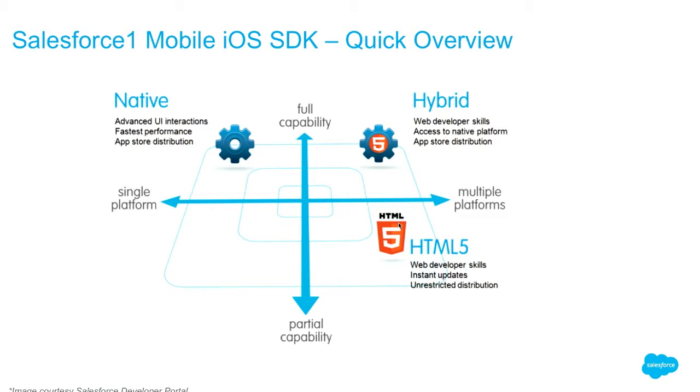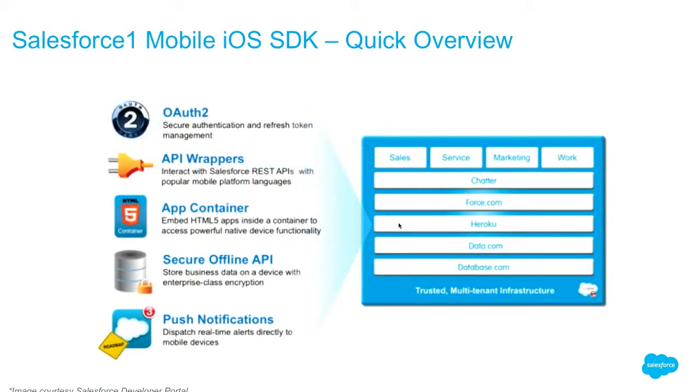And then the third is pure HTML5. So this is something which is not installed on a device. It's what we typically call a mobile responsive site, and you would access it in the browser. So Salesforce One supports all 3 of them. Native and hybrid are the most common. In fact, native is the most common when using the iOS SDK.